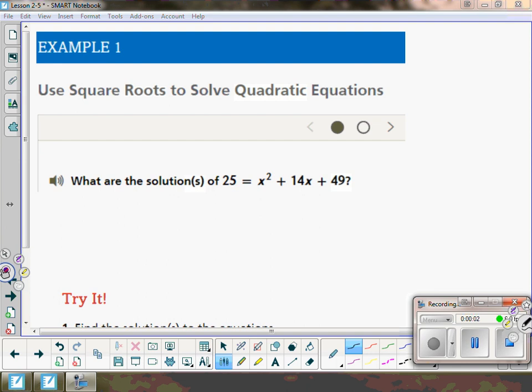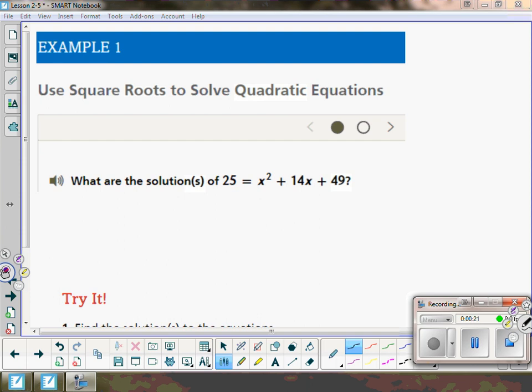This is example 1 on page 50 in your white packet. We're on section 2-5, using square roots to solve a quadratic equation. We saw a problem like this on page 49 earlier today, where we were comparing Hannah and Enrique's methods for solving.